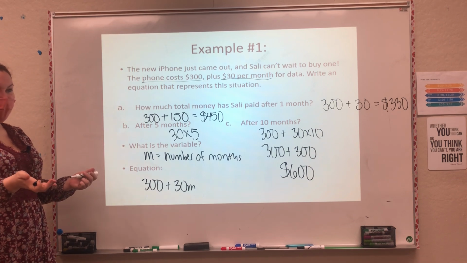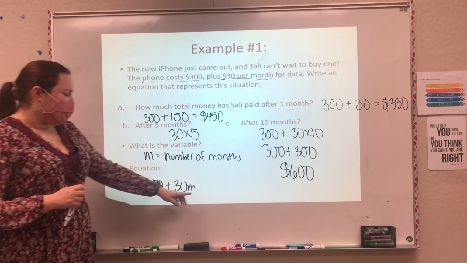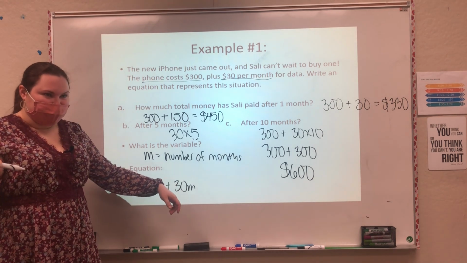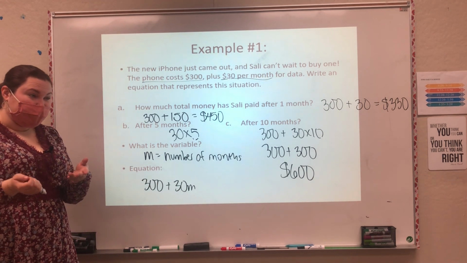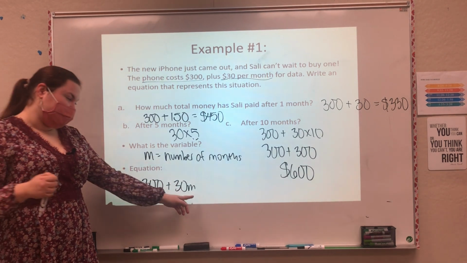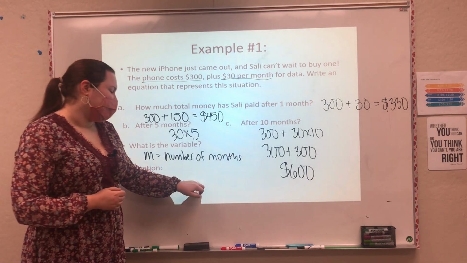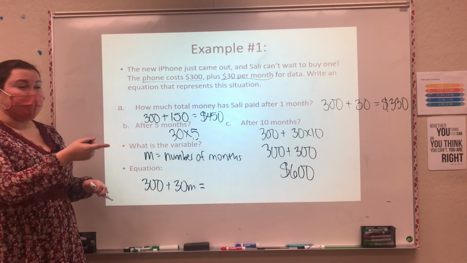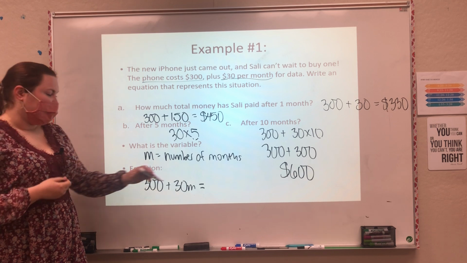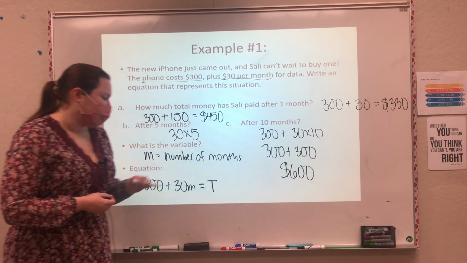Yeah, the total amount. Right now, this is saying for any number of months. So I don't know what that total amount's going to be because it's going to change depending on how many months I've got it. So we're going to use another variable. You told me you use that word total. Let's use the letter T.